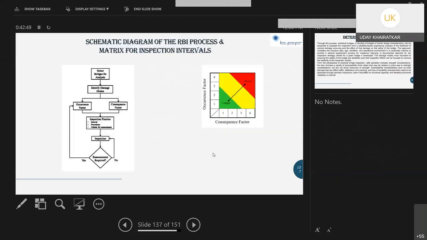A schematic diagram on the RBI process and matrix for inspection intervals. Select the bridges for analysis, identify the damages, occurrence factor is important, consequence factor, then inspection practices that are used, inspection, then reassessment required or not. That is the flowchart. And the occurrence factor, the lesser the occurrence factor, longer is the inspection interval. As the occurrence factor increases, the shorter is the interval.